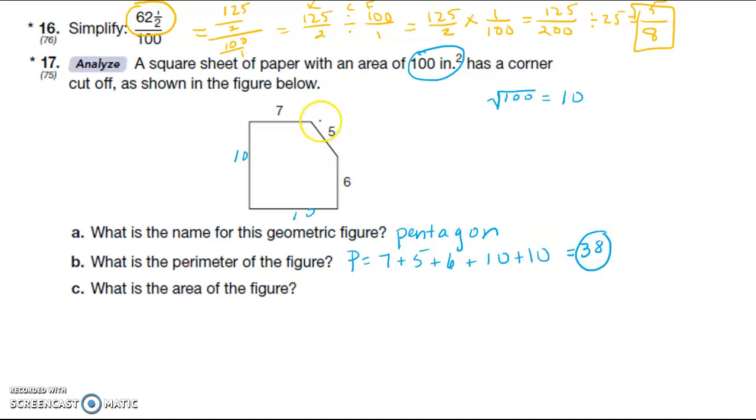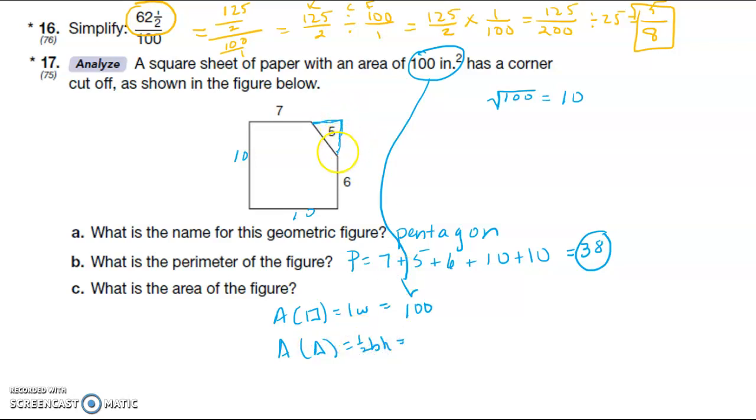And then it asks for area. So what I'm going to do for area is I'm going to go ahead and take the original area of the square, which is length times width, which it tells me was originally 100. Okay, and I'm going to subtract out that triangle that you see. Base times height. Okay, so let's see what we have. This side is 6, and this side is 12, so this is 10 minus 6, which is 4. And that'll be our height.